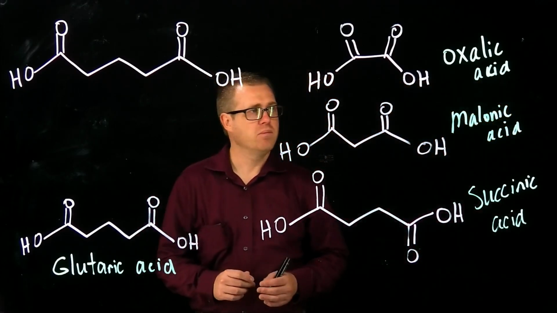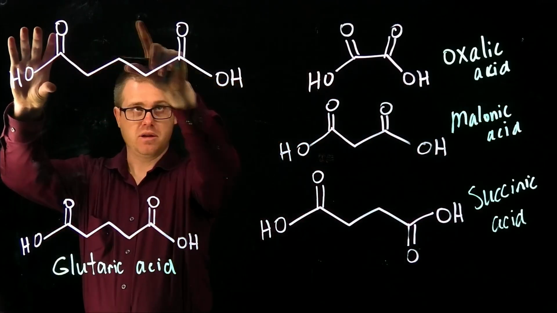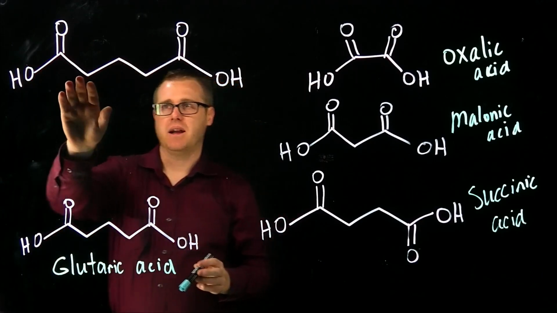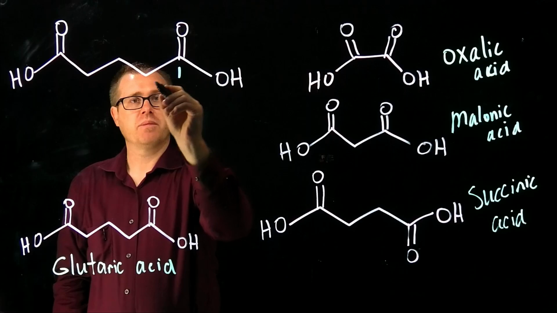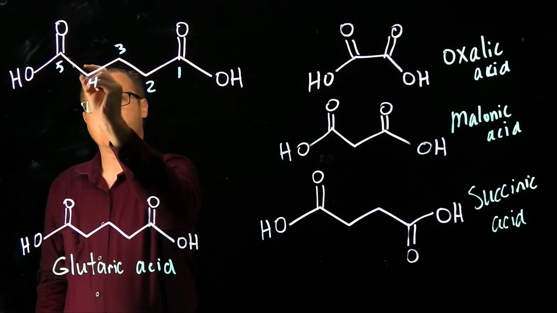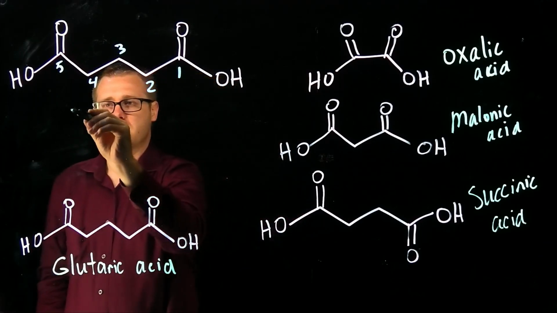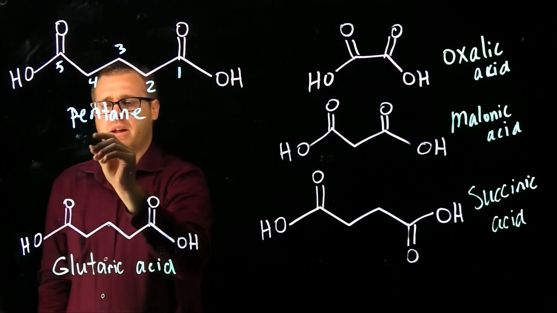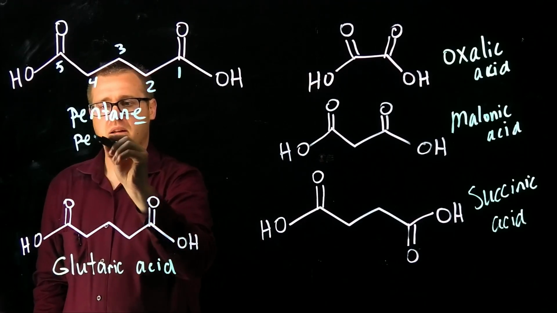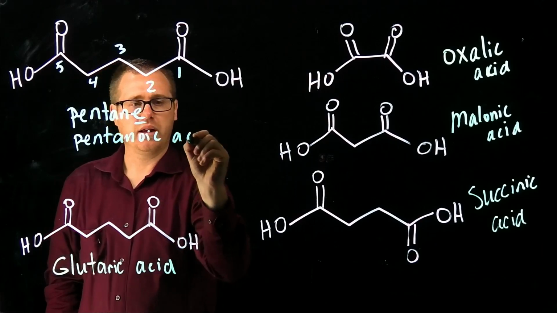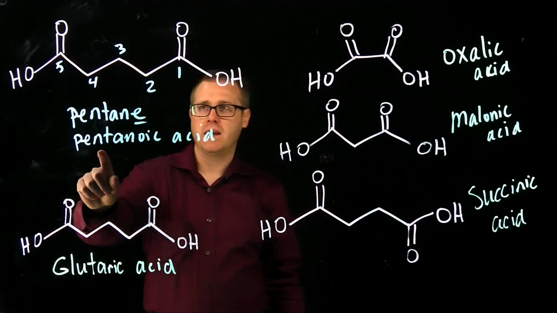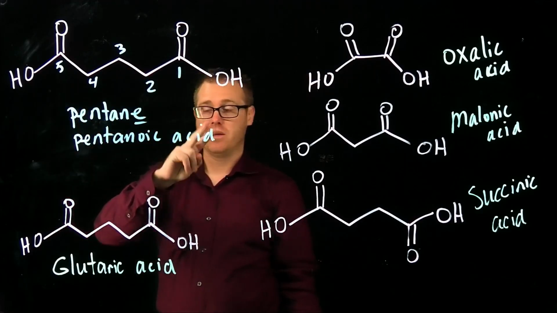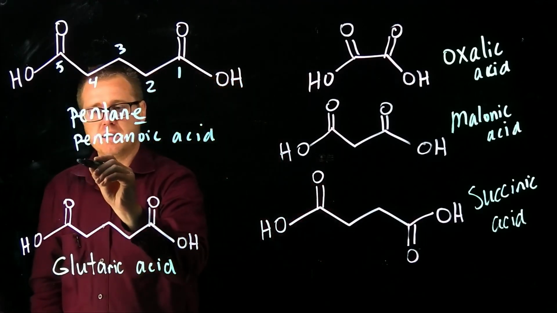Okay, now looking at what's on the board, I want you to focus your attention on just this molecule. Don't worry about anything else. So how would we name this one? Well, we number the longest carbon chain, right? And so we see that there's five carbons. So we're thinking pentane, right? But what we've learned with carboxylic acids is you replace the E with the oic. But that only happens if there's one carboxylic acid. Here we have two. So what you have to do is change it.